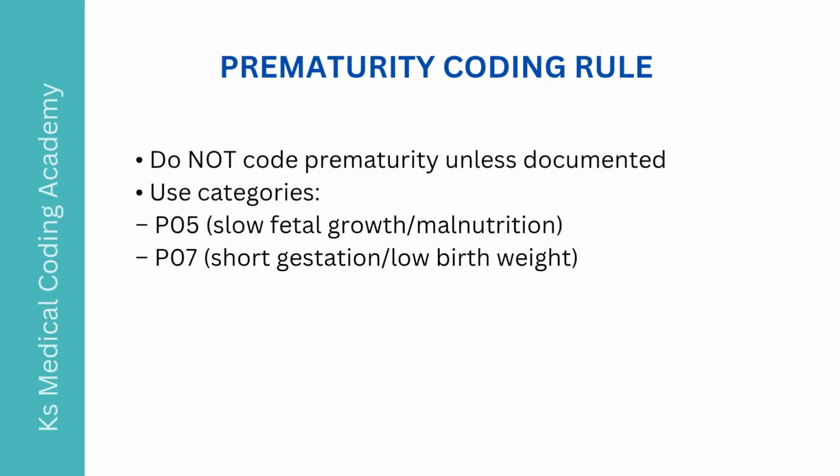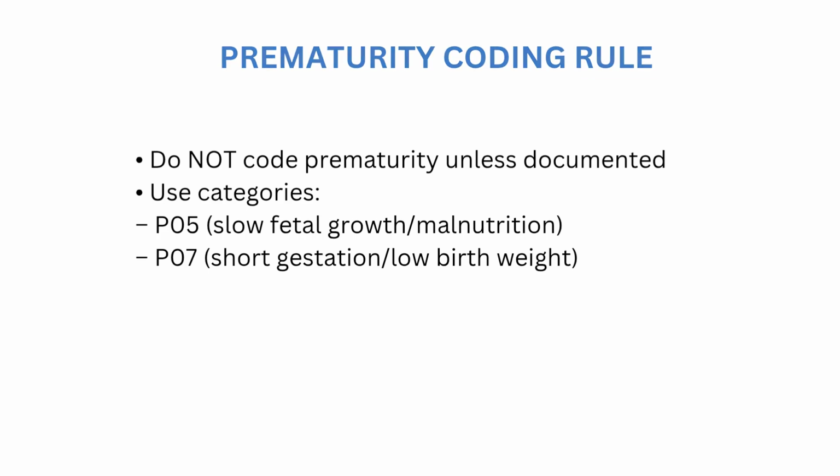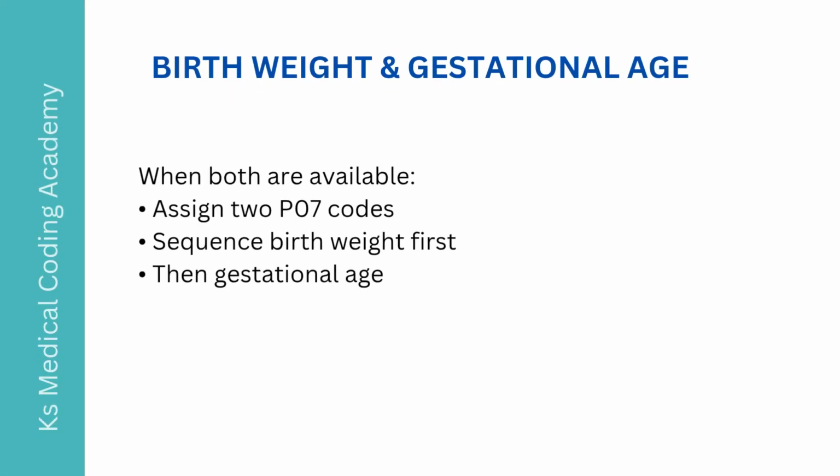Prematurity coding rule. A code for prematurity should not be assigned unless it is specifically documented. Prematurity and fetal growth conditions are coded using categories P05 and P07. Birth weight and gestational age. When both birth weight and gestational age are documented, two P07 codes must be assigned. The birth weight code is sequenced first, followed by the gestational age code.